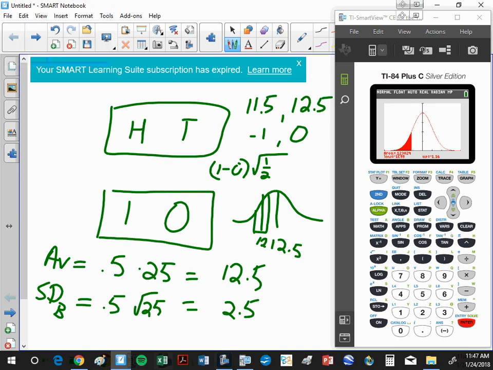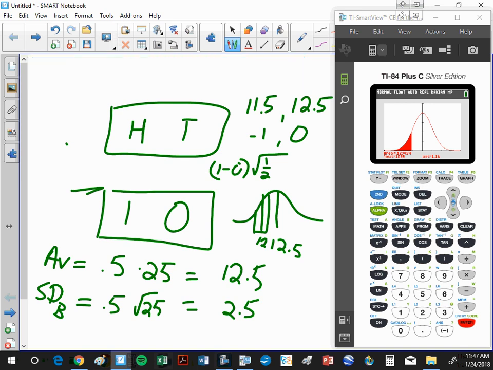So let me draw the histogram. Come on. Are you kidding? What's going on? I don't know why that's not working. All right, well, I'll just draw one up here.